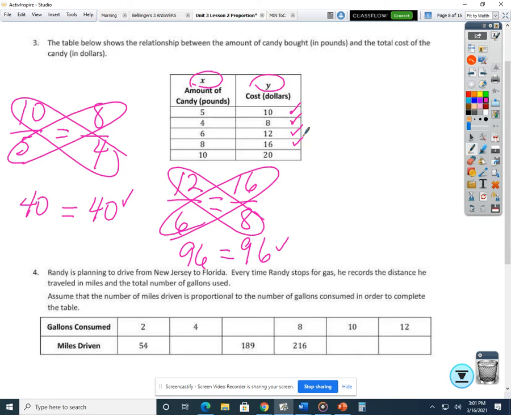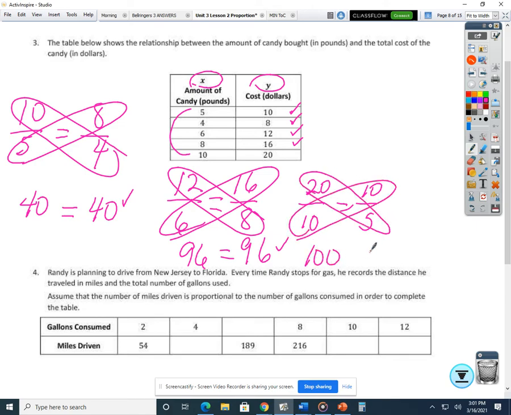Now for our last one, we can compare it with our first one. So 20 over 10 and 10 over 5. We cross multiply, 10 times 10 is 100, 20 times 5 is 100, so those are proportionate also. So those are proportionate to one another.